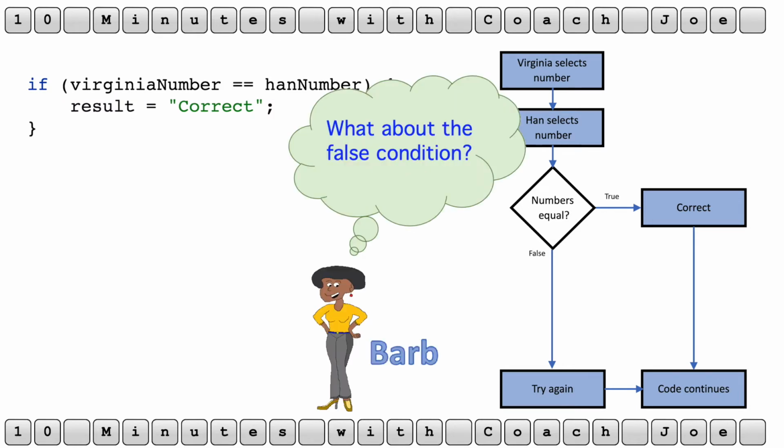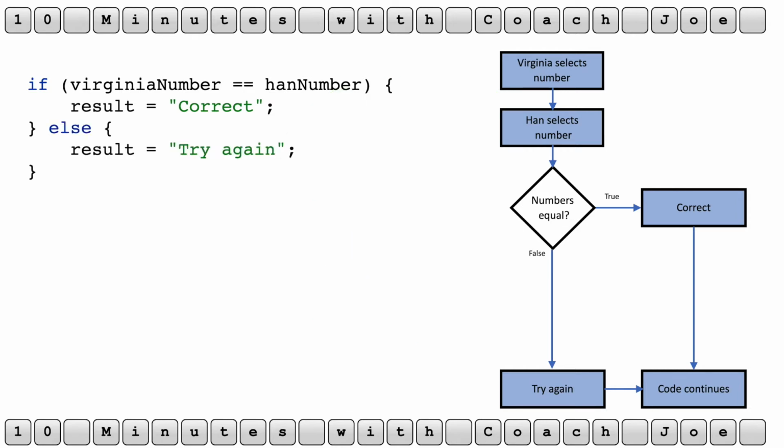If specific code is needed only for the false condition, there is a command called else. Here's the syntax for the else statement. After the if block, there is a keyword else. The curly braces are used as a code block to hold all the code to be executed for the false condition of the if statement. The else statement is optional.